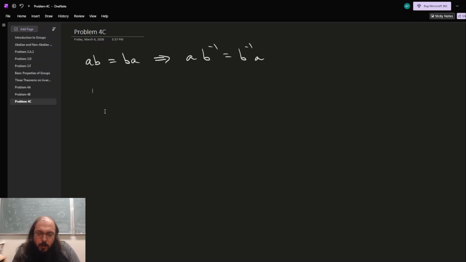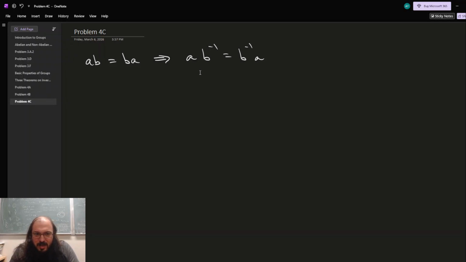We're looking at problem 4 now. This is problem 4C, chapter 4, problem C. And in this problem, we're asked to show that if A and B commute, AB equals BA, then A also commutes with B's inverse.